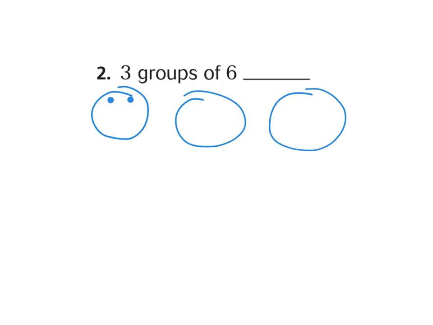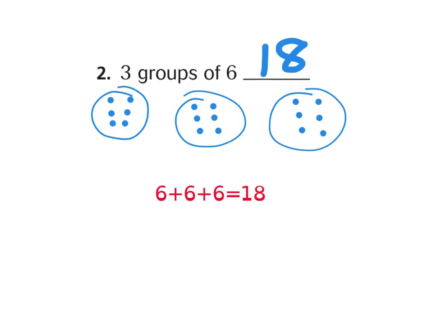1, 2, 3, 4, 5, 6. And last, let's count the total number of counters. 1, 2, 3, 4, 5, 6, 7, 8, 9, 10, 11, 12, 13, 14, 15, 16, 17, 18. So 3 groups of 6 equals 18. Remember, you could also use repeated addition to solve the problem.